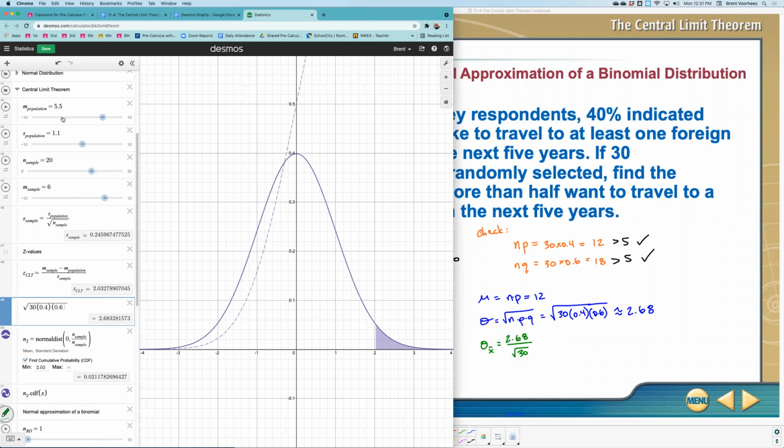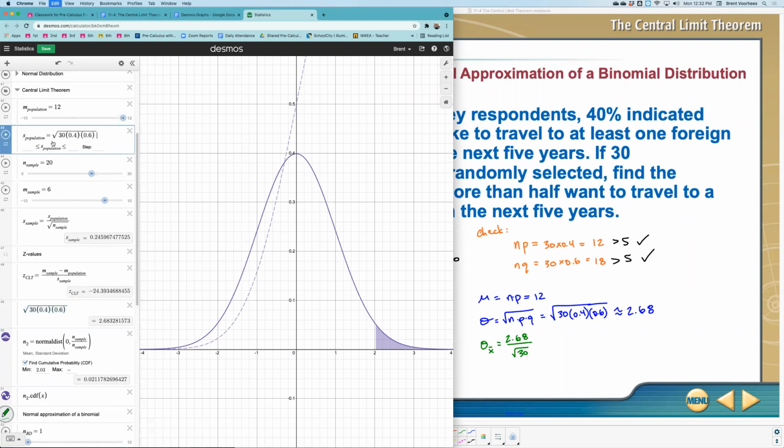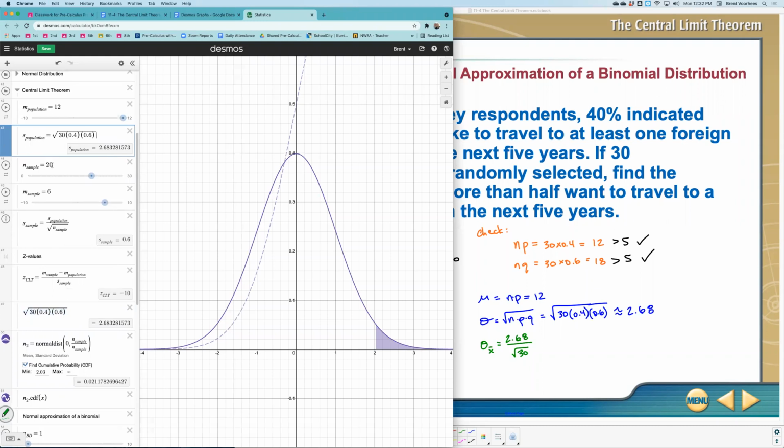And you know what? I should be using some of this. So the mean of the population here, we said was 12. And this value, we said was the square root. Let me just copy this right here. I'll let the calculator keep it perfect. There's the standard deviation of the population. We have 30 here. We'll get to the mean of the sample in a second.